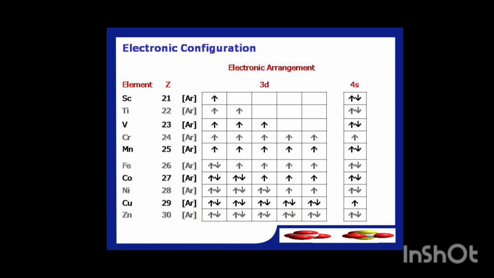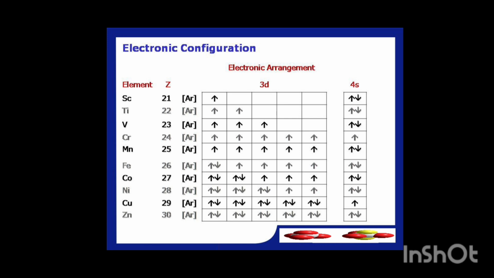And when coming to copper, it has completely filled 3d orbital. But copper is called a transition element. Why? Because in the copper 2 plus oxidation state, it loses the 4s electron and one of the electrons from 3d. So it becomes 3d9 and it has incompletely filled d orbital. So though it has 3d10 in the ground state, in its oxidation state it has an incompletely filled d orbital, so copper is called a transition element.